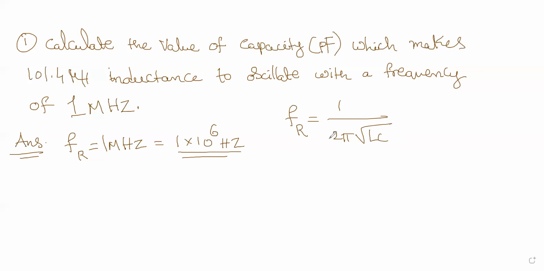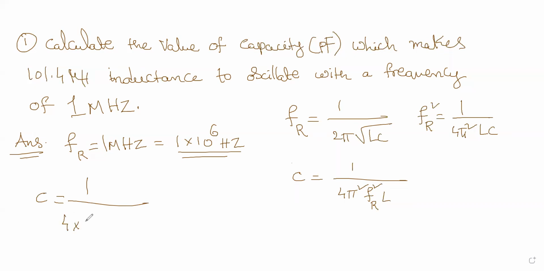And now what you have to find is the C. So you can square it and then see. So FR square is 1 by 4 pi square LC, right? So C we have to find. C is 1 by 4 pi square F square L. So plug in the things, that's all you have to do. 1 by 4 into 3.14 whole square into F square.